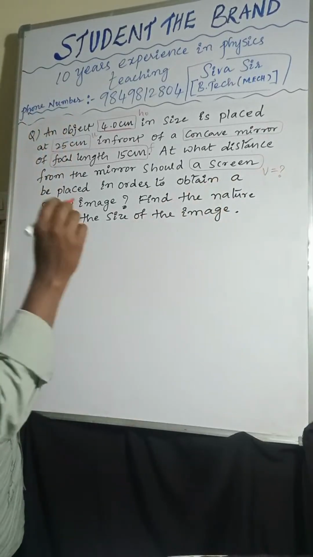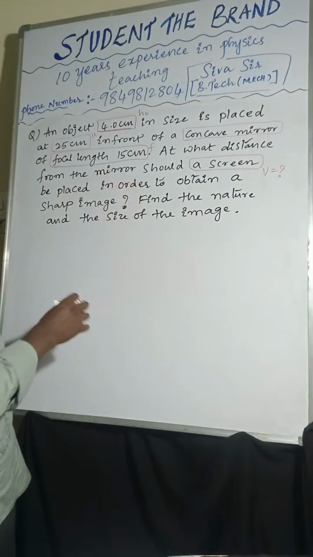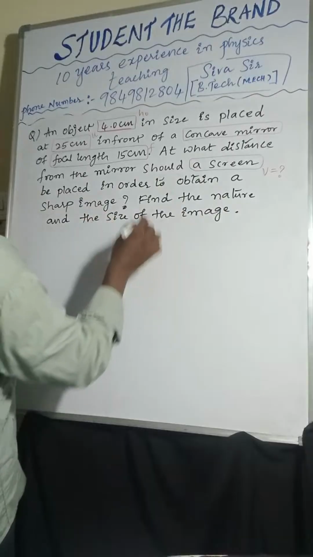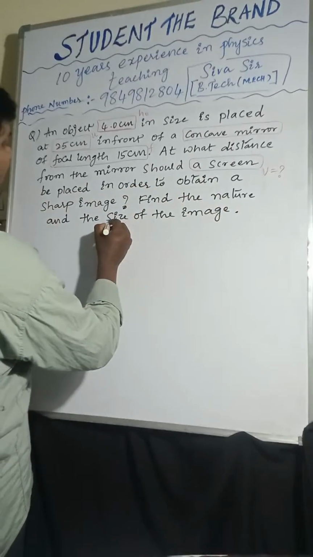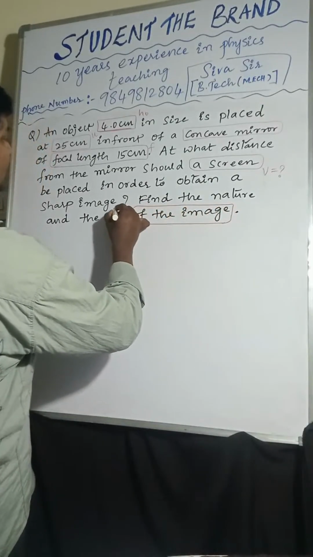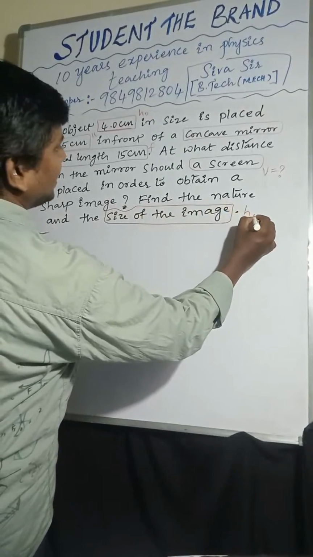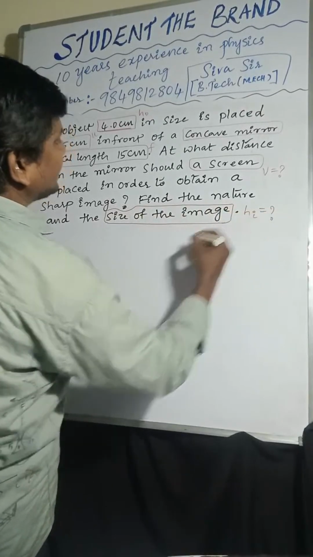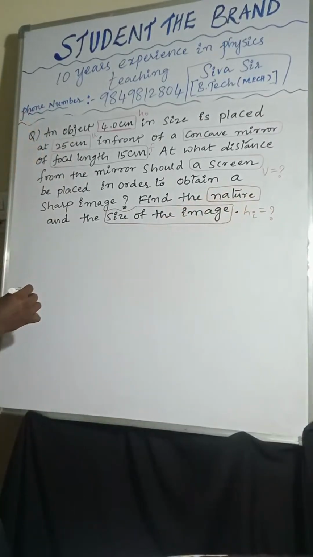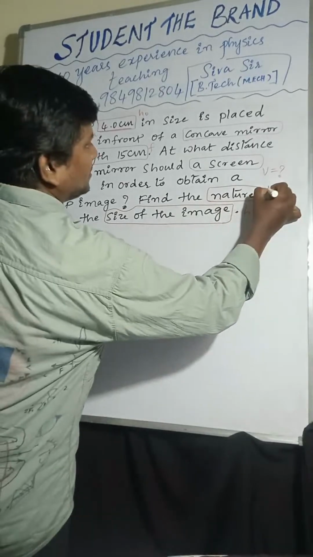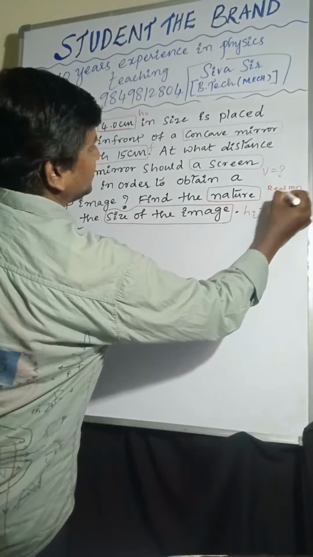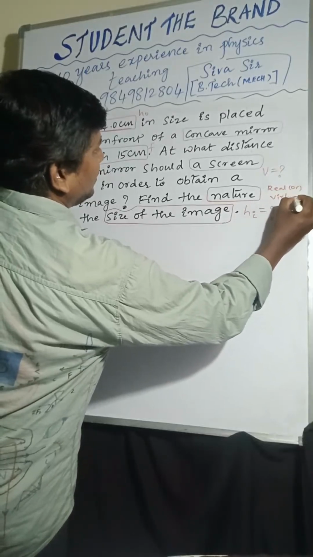Indirectly they asked about image distance, to obtain a sharp image. Find the nature and size of the image. What is the size of the image? Height of the image. And nature: what is the nature? Real or virtual, inverted or erect. That also we have to find out.